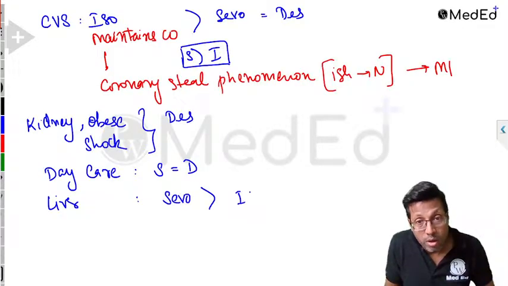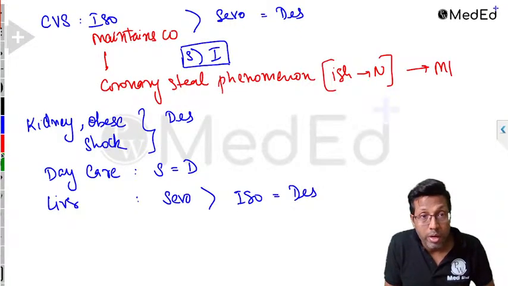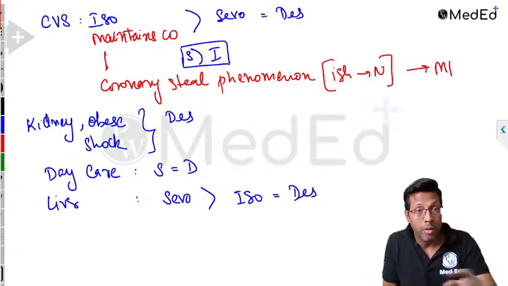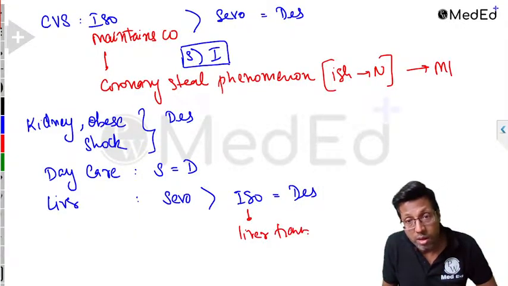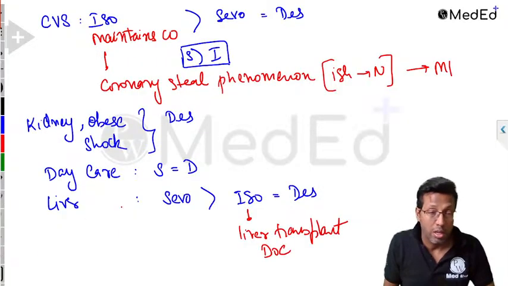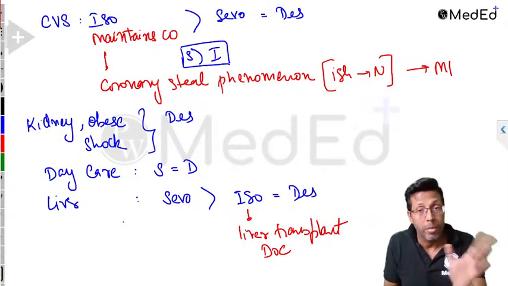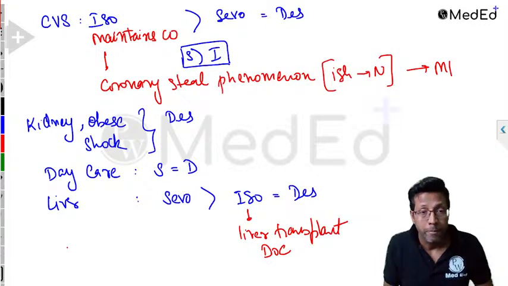It is preferred over isoflurane and desflurane, right? But isoflurane, remember I told you it's a coronary vasodilator. It maintains cardiac output. So when it comes to liver transplant, it maintains the hepatic blood flow. So in a liver transplant, you will find isoflurane to be the drug of choice, right? But otherwise for a liver patient, sevoflurane is better than iso and des, right?